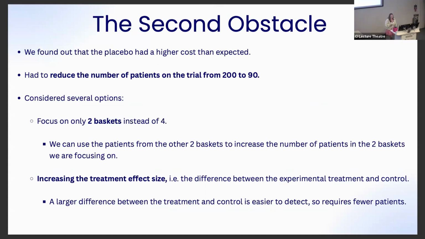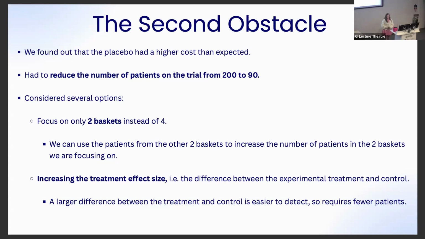Quickly after this, we hit our second obstacle, which was arguably a lot more challenging in that the placebo actually had a really high cost. And because of the financial constraints, we actually had to reduce the sample size from 200 down to 90. So more than halving our sample size, which, as you can understand, had a big impact on the power. So we had to be a bit creative about what we could do in this situation.